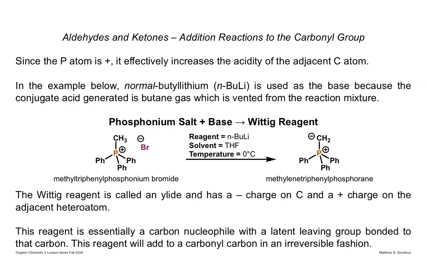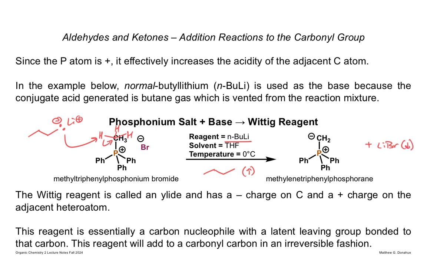So for this type of reagent, we still have to use a pretty strong base, N-butyl lithium. And I'll draw these hydrogens out. There's the N-butyl lithium base. It's going to abstract a hydrogen. You lose butane gas as the conjugate acid. You get lithium bromide as a byproduct.